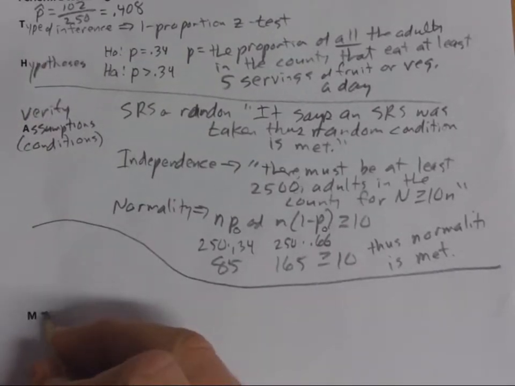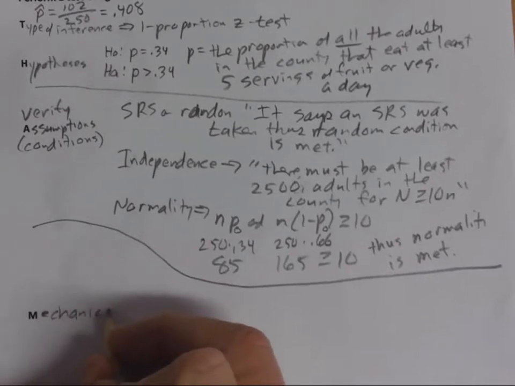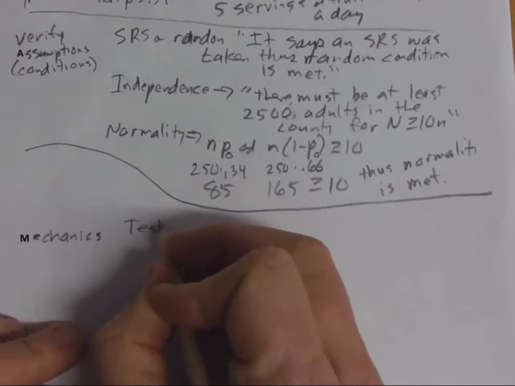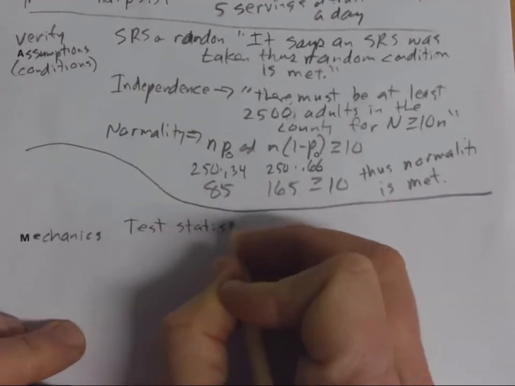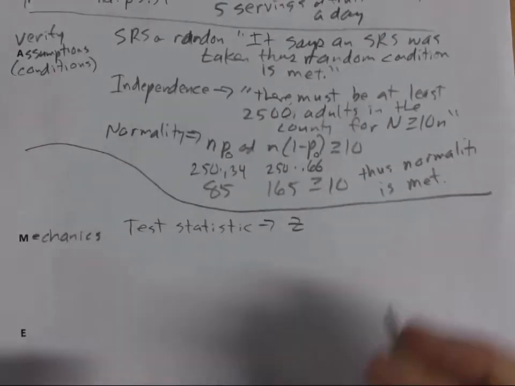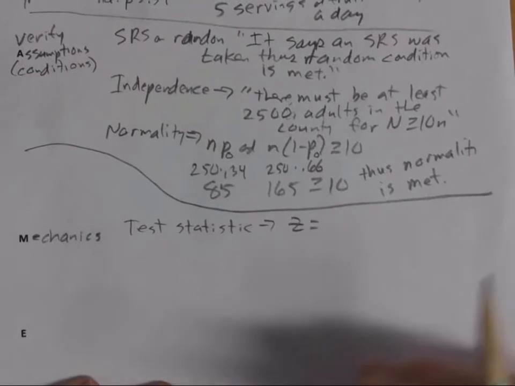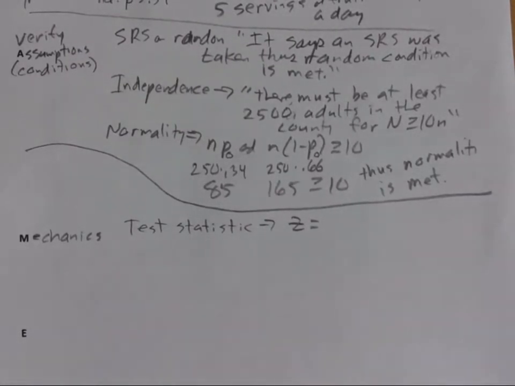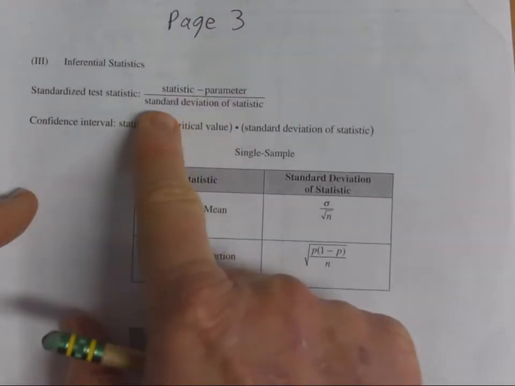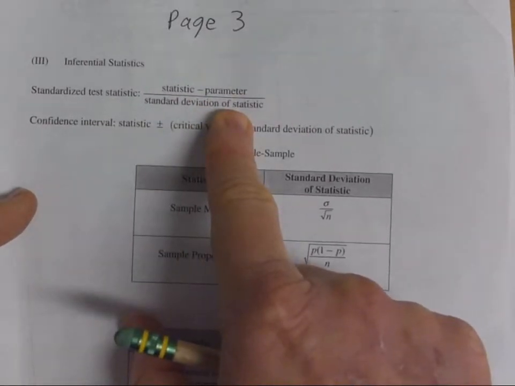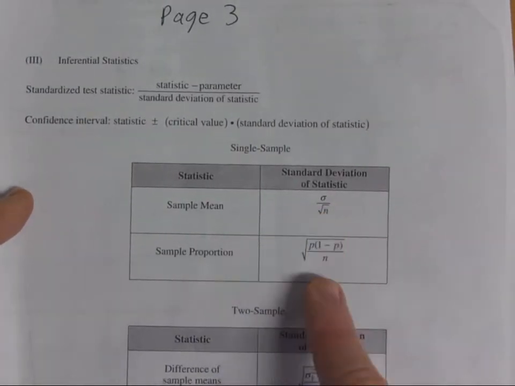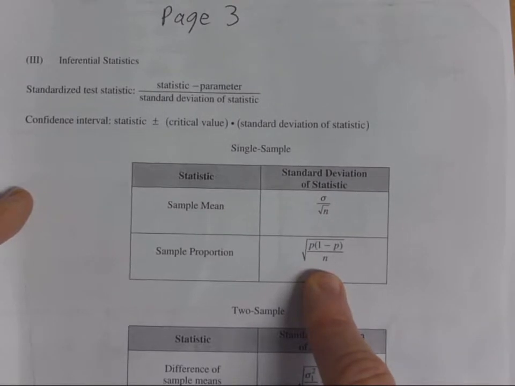So the M is the mechanics. And in this chapter, there's two numbers we have to write in our mechanics. We have to write our test statistic, which is z in this case, in this section. In the next section with a mean, it'll be t. It's a similar sort of thing. Our little formula on your formula sheet, you can see the formula for test statistic, and test statistic is statistic minus parameter over standard deviation of the statistic. And in the next section, that will actually be s over the square root of n. But here it's the square root of p times 1 minus p over n.